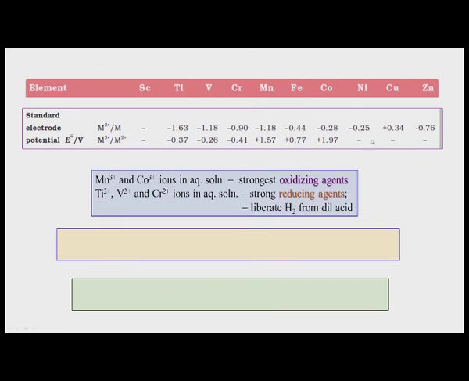So, as we see, these are now in the horizontal form, and it is also there in your book, but you should nicely follow this trend when we move from left to right. Copper is the only one having a positive potential value, that is why it does not react with acid to liberate hydrogen. But what about this potential?